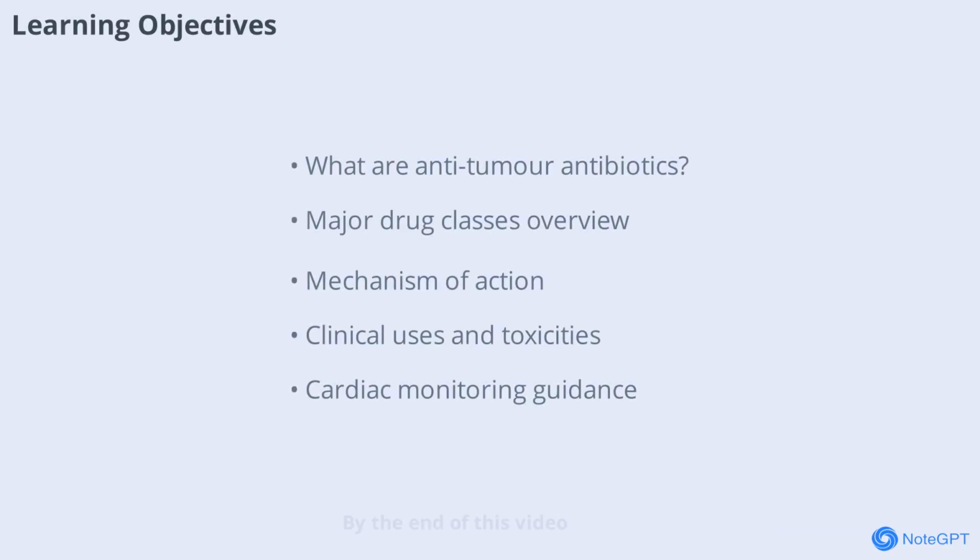At the end of this video, you'll have a clear understanding of what anti-tumor antibiotics are and how they differ from the antibiotics used for infections. We'll break down the major drug classes including anthracyclines and chromomycins and explain the mechanisms behind each. You'll also learn about their key clinical uses, the dose-limiting toxicities that require careful monitoring, and the latest guidance on cardiac monitoring. This foundation will help you appreciate why these drugs are both powerful and potentially risky in cancer therapy.